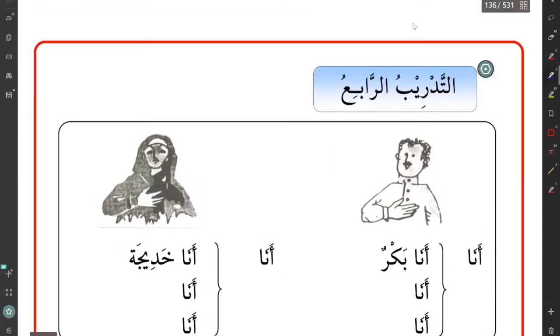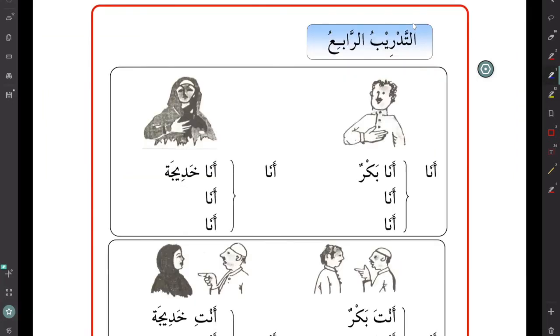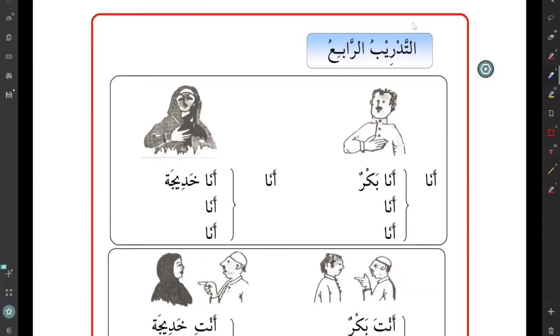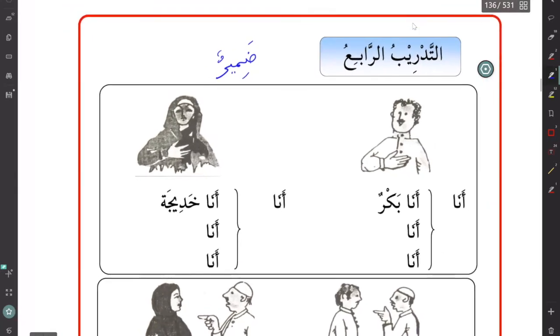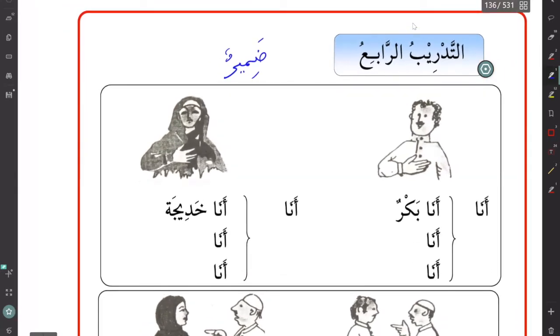And the next تدريب we have is التدريب الرابع. It's talking about pronouns, right? So in Arabic, pronoun is called ضمير. Okay. This is one pronoun, and the plural will be ضمائر. ضمير, ضمائر. Okay, pronouns.